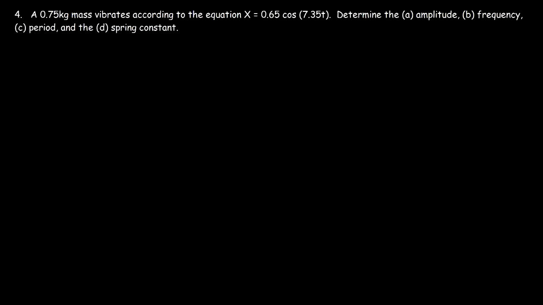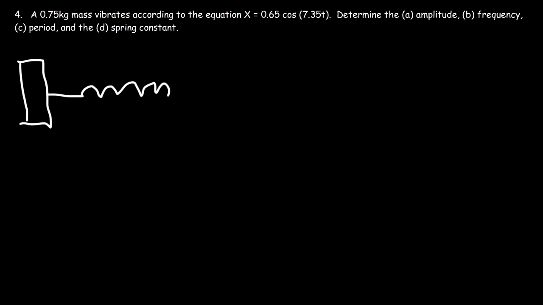Now let's work on this problem. A 0.75 kilogram mass vibrates according to the equation x is equal to 0.65 cosine 7.35 t. Determine the amplitude, frequency, period, and the spring constant. So x represents the position of the oscillator.